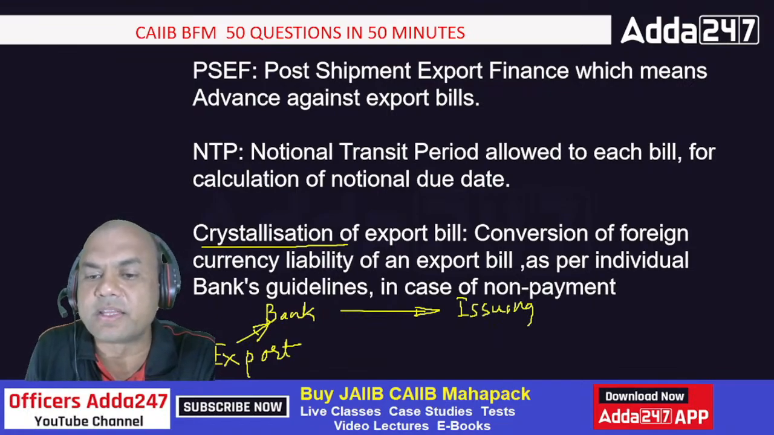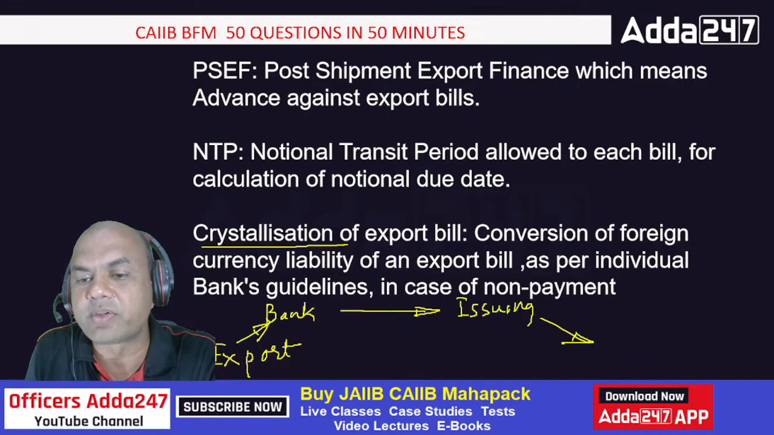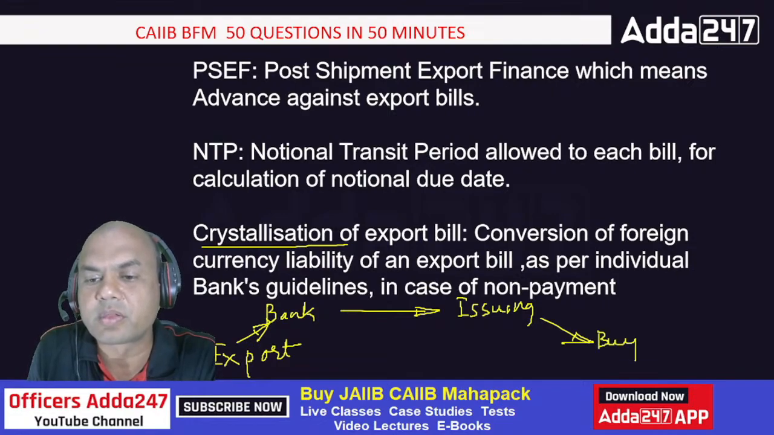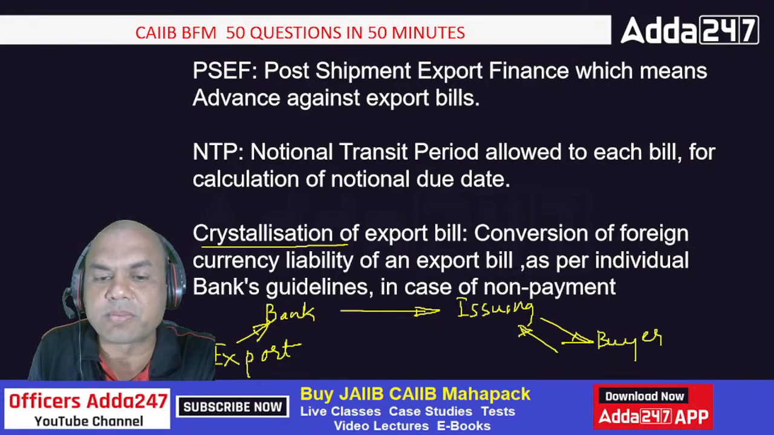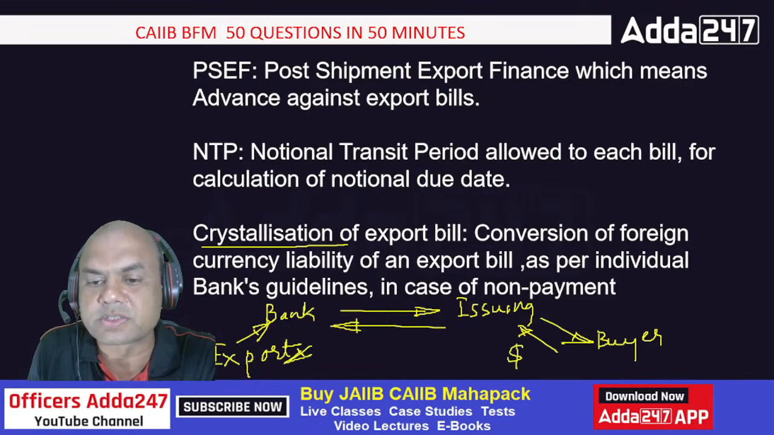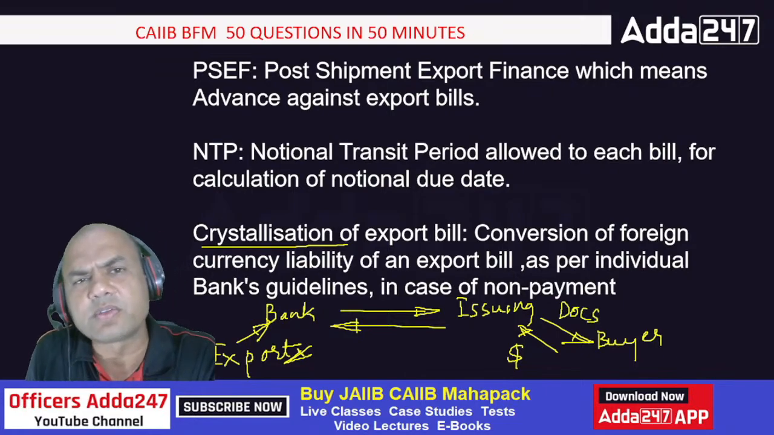And then this issuing bank further gave it to the buyer. Payment will be given from the buyer to this issuing bank, to this bank, and from this bank to this exporter. This is how the dollars will move, right? And this is how the documents will move. There are always three flows, remember.